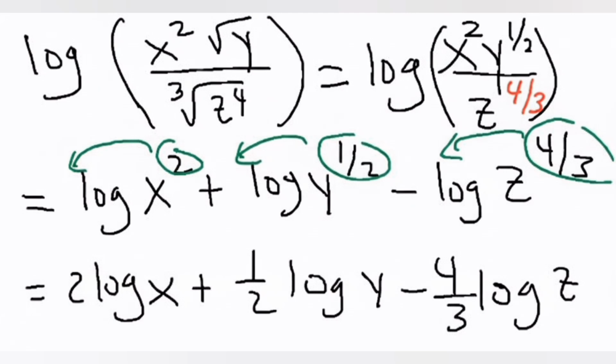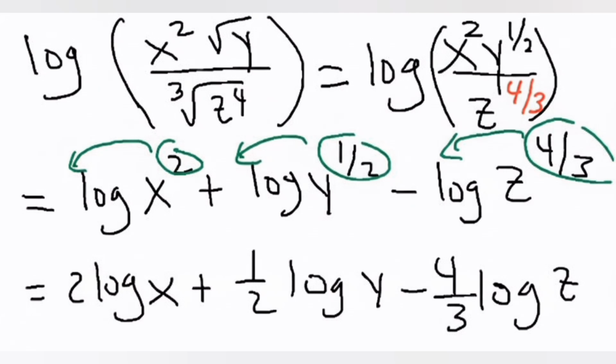Since the square root of y is the same thing as y raised to the power of 1 over 2, and we can see that we have the third root of z raised to the power of 4, which can also be written as z raised to the power of 4 over 3. And by doing so, since the numerator of the logarithm is x squared multiplied by y raised to the power 1 over 2, we have log x squared plus log y raised to the power 1 over 2 minus log z raised to the power 4 over 3.